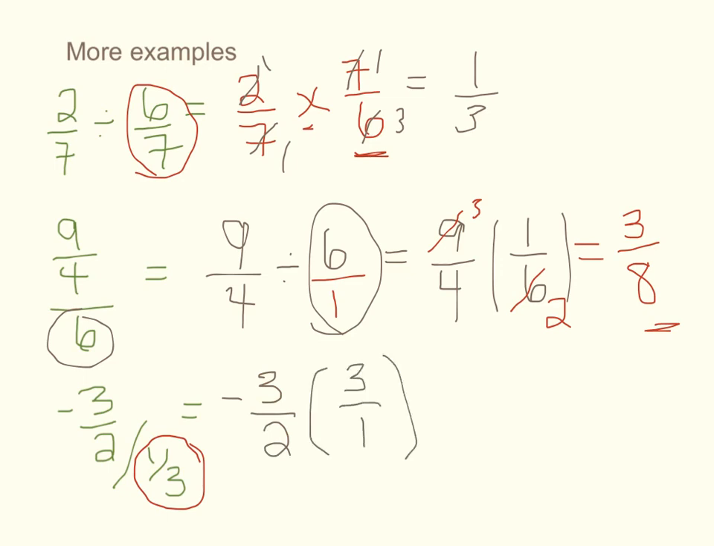And then I'm looking at cross-canceling. Do 3 and 2 have any common factors? No. 3 and 1, well, 1, but that doesn't change anything. So now I just multiply straight across the top and straight across the bottom. So I have a negative times a positive, so I know my answer is negative. Now I have 3 times 3 is 9, over 2 times 1 is 2.